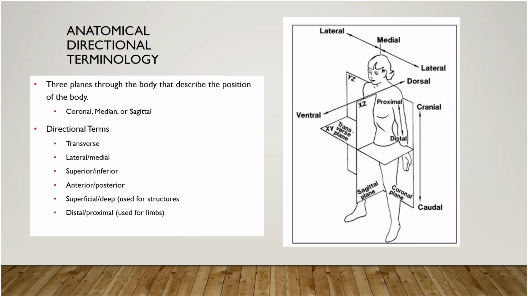All right, so the anatomical directional terminology, we have 3 planes. We talk about the coronal, the median, and the sagittal. The coronal breaks it into front and back, anterior, posterior. The median breaks it into halves, and sagittal breaks it into 2 pieces. So median, not necessarily 2 complete halves. It just breaks the body into half.